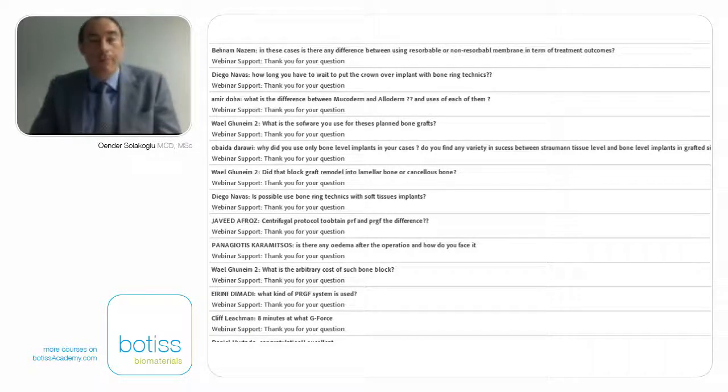However, if you use a non-resolvable membrane, and there are very good membranes available, as we all know, you have to remove them, of course, and you have a little higher risk of technical problems. Membrane exposure, for example, is one of those. Infection of the membrane is another potential problem. So from my point of view, I'm a very happy user of slow degradable resorbable membranes.